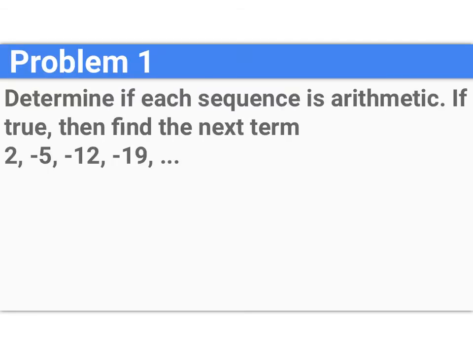Okay, so let's review our first problem. Determine if each sequence is arithmetic. If true, find the next term. So 2 goes to negative 5. We lost 7. Minus 7, minus 7. Okay, so the common difference is the same. And so minus 7 would be negative 26. Negative 19 minus 7 is negative 26. Okay, so that's all we had to do from 1.